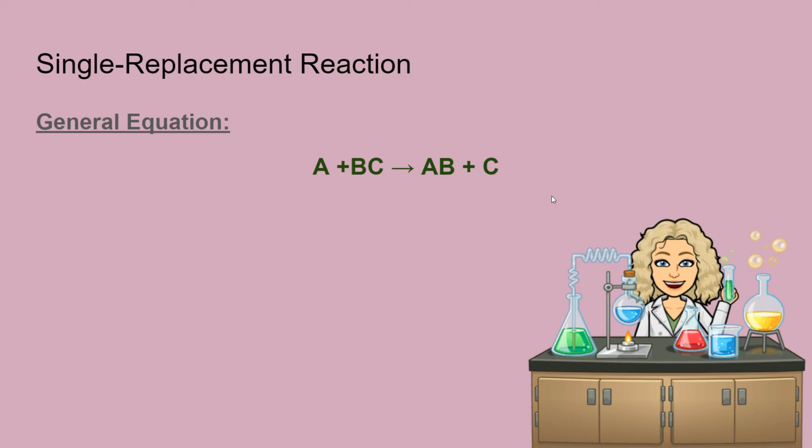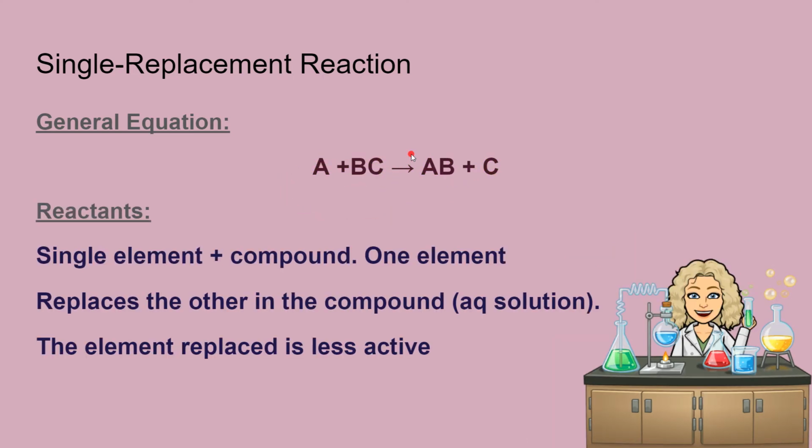All right, single replacement reaction. Single replacement, so one thing is going to be replaced in these types of reactions. Our general equation, we've got A plus BC becomes AB plus C, so one thing is switched out. Our reactants, this is usually going to be a single element in a compound. One element is going to replace the other in the compound, and that compound is usually going to be an aqueous solution. And the element that is replaced is usually less active, so it's going to be usually less electronegative and less active when it comes to reactions.